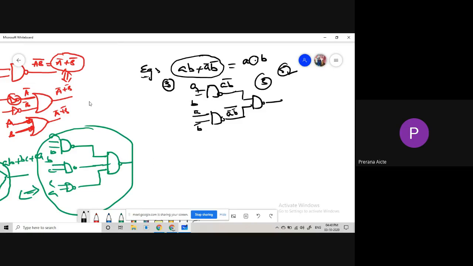3 is correct. Why? Because here the question is for the following Boolean expression, for the following function.